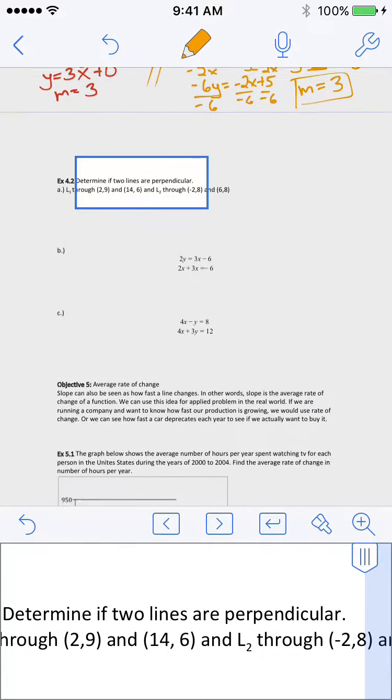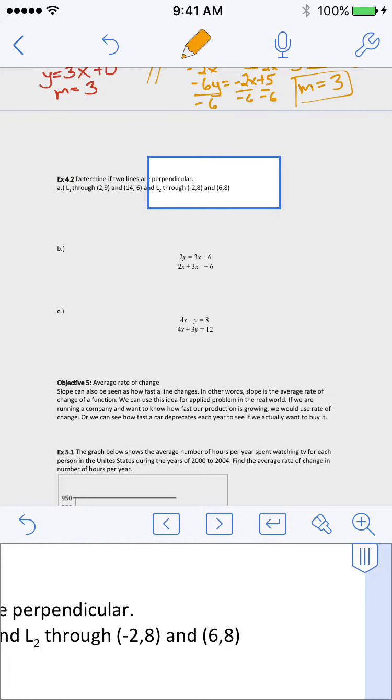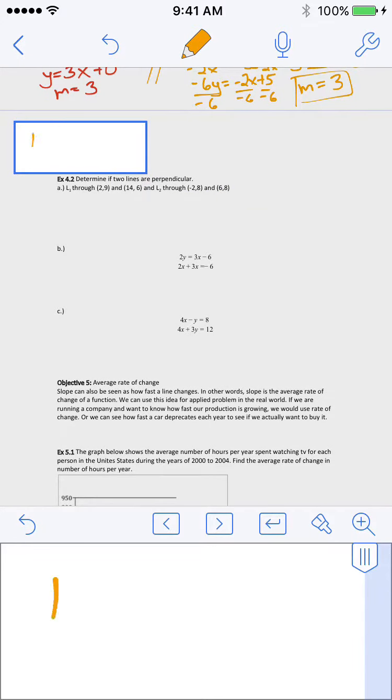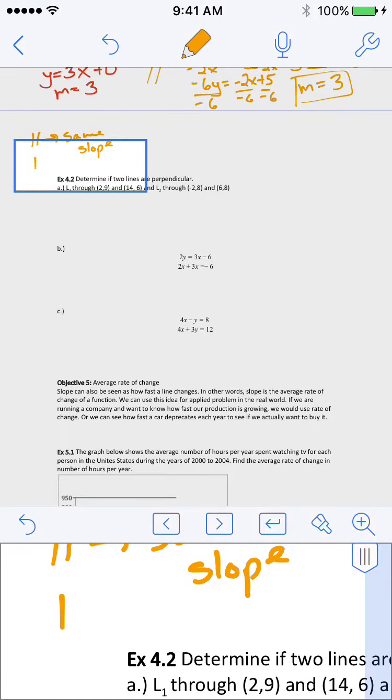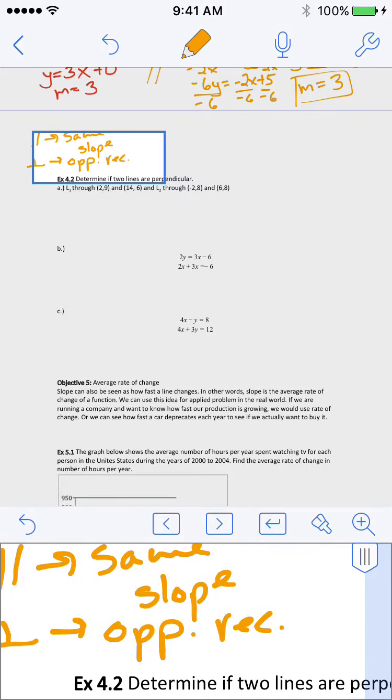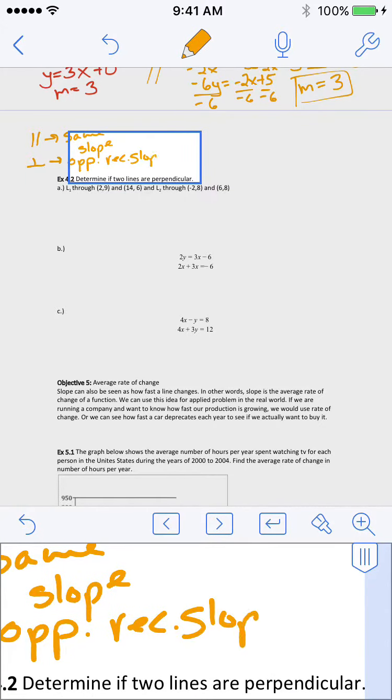Perpendicular is virtually identical, except that what is the difference between parallel and perpendicular? We know that parallel lines have the same slope. What does perpendicular have? And again, I'm going to use a little symbol, just a little upside down T, so a little perpendicular sign. It's not quite the same slope. Instead, it's that weird one: opposite reciprocal slopes. Make sure you make a note of that, okay? Because that's where people often get confused.